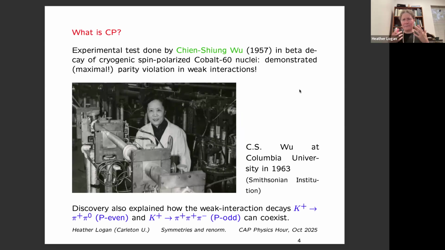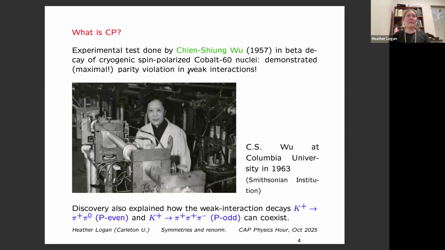Because of the de-excitation, if parity is violated, it will not be symmetric. Okay. So she did this experiment and discovered that parity was indeed violated in the weak interactions. And in fact, we know now that parity is maximally violated in the weak interactions. It's as violated as it could possibly be.